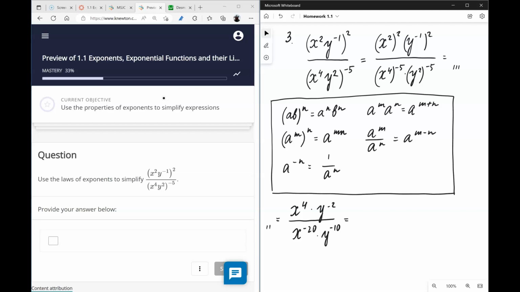Next, I'm going to use this property, and I'm going to use it twice, one time for x and one time for y. So x is going to be to the power 4 minus -20, and y will be -2 minus -10. And now it's just arithmetic. So 4 minus -20 is 24. Y to the power -2 minus -10 is y to the power 8. So we simplified it.